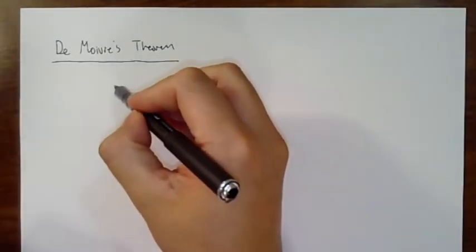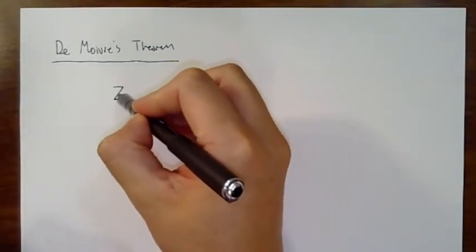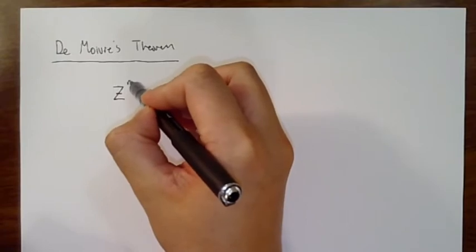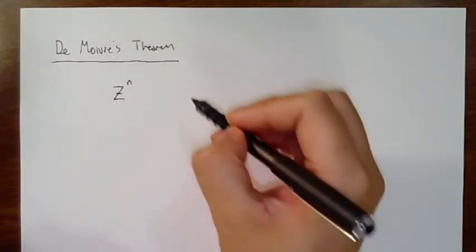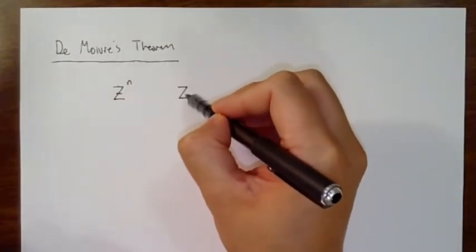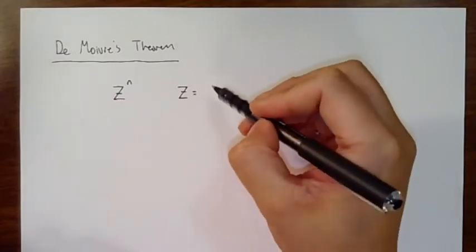Okay, so this is going to be a video on de Moivre's theorem. And de Moivre's theorem lets you take complex numbers z and raise them to some power n. Now there is a little caveat. The complex number actually has to be written in trigonometric form.